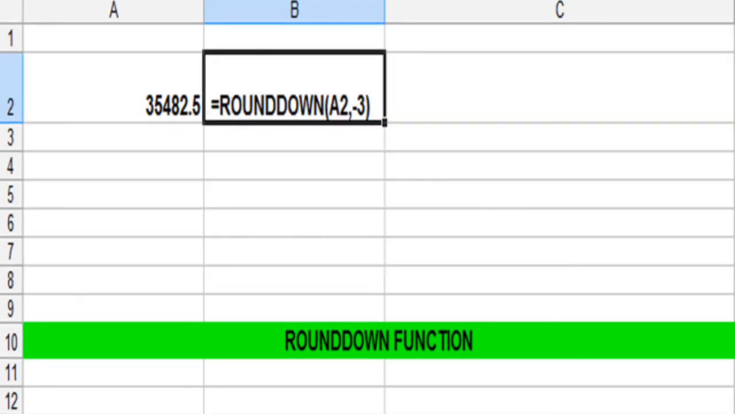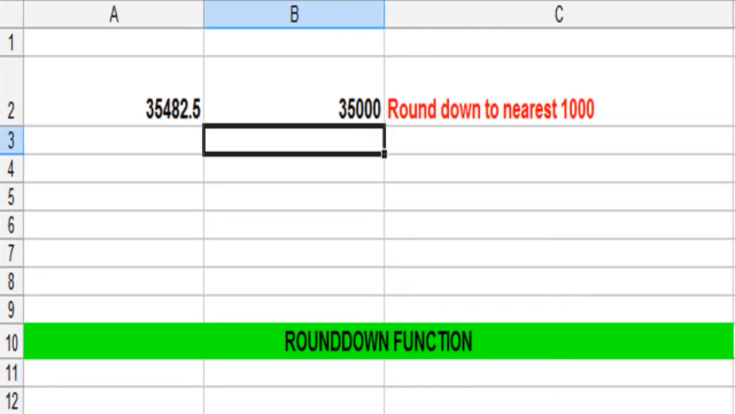Round down to the nearest 1000. The formula is equals ROUNDDOWN(A2, -3). Press enter. Rounded down to the nearest 1000. The output number is 35,000.